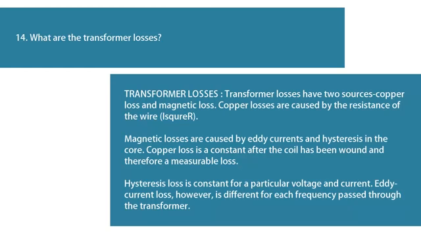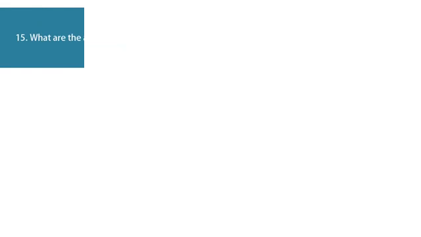Copper loss is constant after the coil has been wound and therefore a measurable loss. Hysteresis loss is constant for a particular voltage and current. Eddy current loss, however, is different for each frequency passed through the transformer.